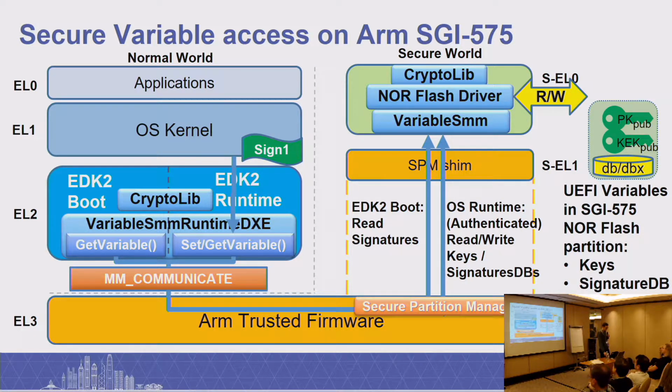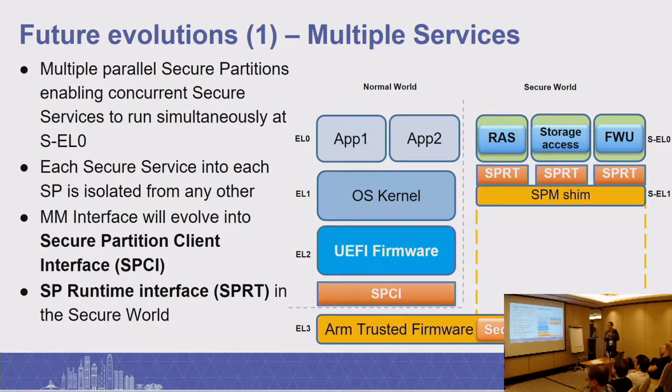Last couple of slides on the evolution of this framework. So evolution number one, with the current architecture, the possibility to run multiple partitions at the same time, concurrently. Because at the moment what we have in place is just one single partition at a time. So this is the next step. And this step needs a little bit of support from a spec perspective that our colleagues from Arm are kindly providing.